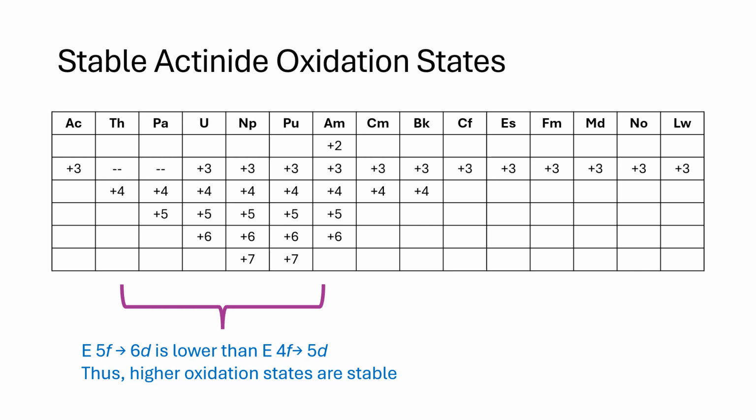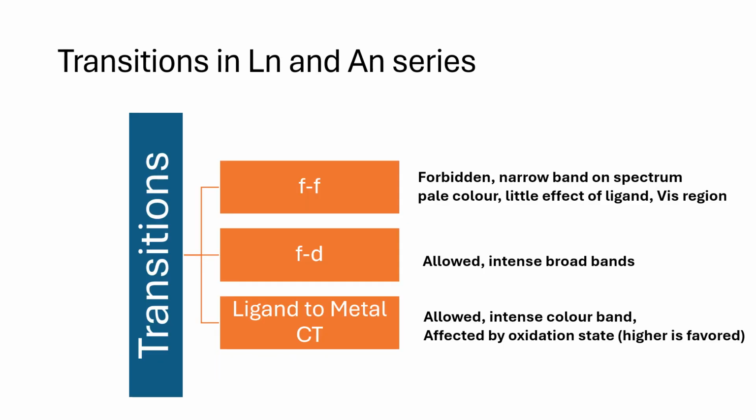Of course, this means that going from one oxidation state to the next, or the redox chemistry, is not as profound as in the case of the 3d transition metals for the lanthanides, but probably is more common or more profound in the actinide series. So we talk about oxidation states.